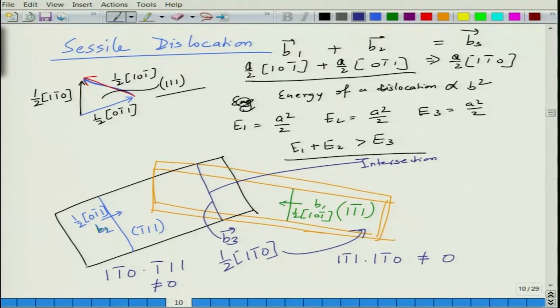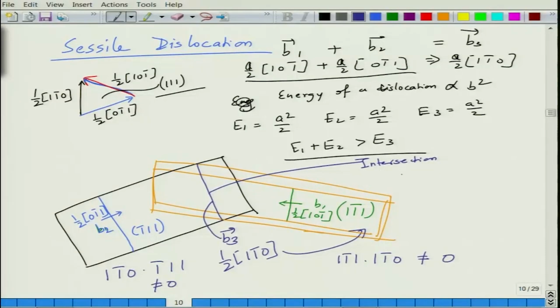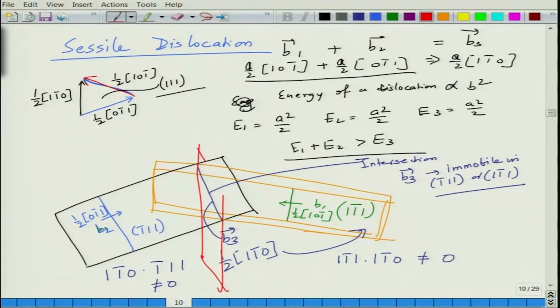So, which means the third dislocation formed by these two dislocations does not have its Burgers vector lying in any of the original slip planes. So, this becomes immobile. So, what is this dislocation? This b3 is basically immobile in (bar 1 1 1) or (1 bar 1 1), and this probably lies in a different plane, let us say this plane, and this plane could be the (0 0 1) plane. So, (0 0 1) is not a favorable slip plane.